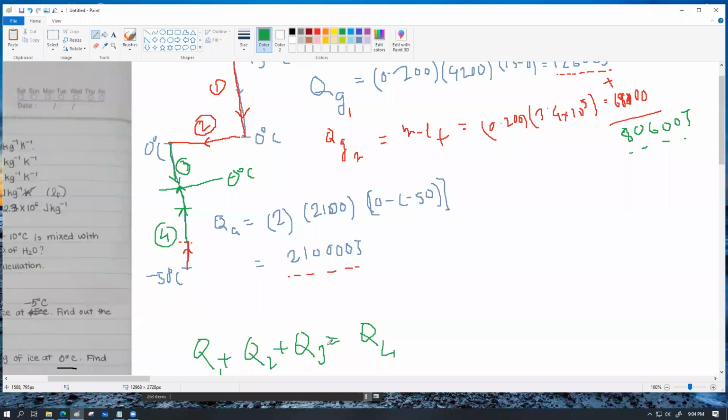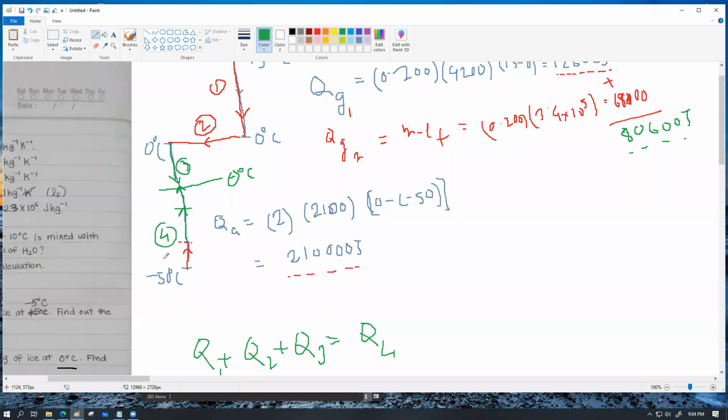Is this okay, everyone? Respond. Yes sir, okay. Say something or write something. Sir, why is Q3 equal to Q4? Q3 goes to 4, no. Q1 plus Q2 plus Q3 goes to 4. Why are you considering Q1 plus Q2? It's the whole process. Yes, because the total amount of heat given out by the hot object is equal to the heat absorbed by the cold object.